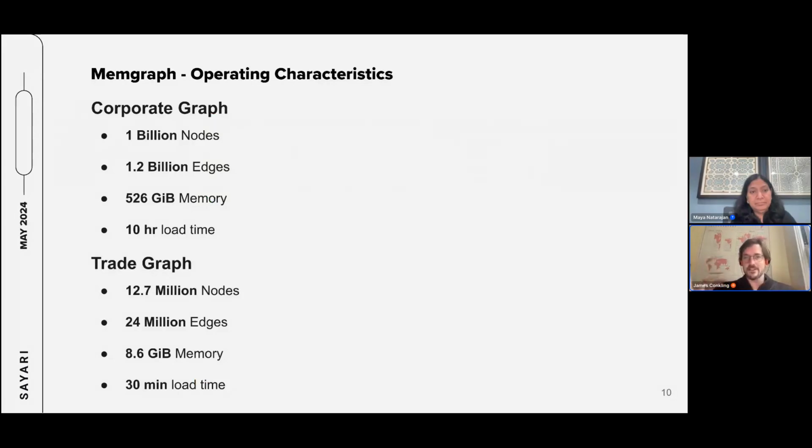Talking about how this actually works in practice, what does this look like for Memgraph? Operating characteristics here for us: we have two separate graphs. The main one has 1 billion nodes and 1.2 billion edges. The point is, this lives in a little over 500 gigabytes of memory. That's not small, but it's very doable given modern infrastructure. You can rent a machine from any cloud provider with double this memory. This is not a hard price point.